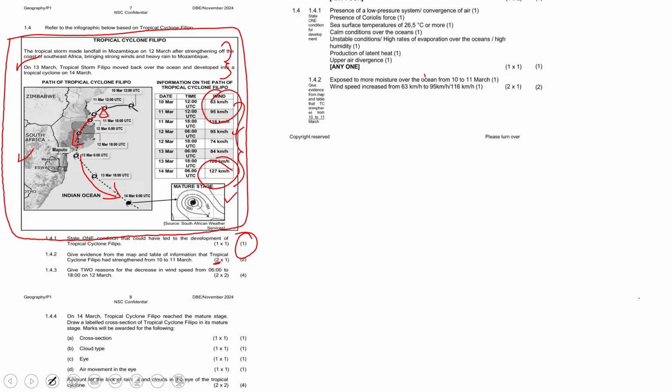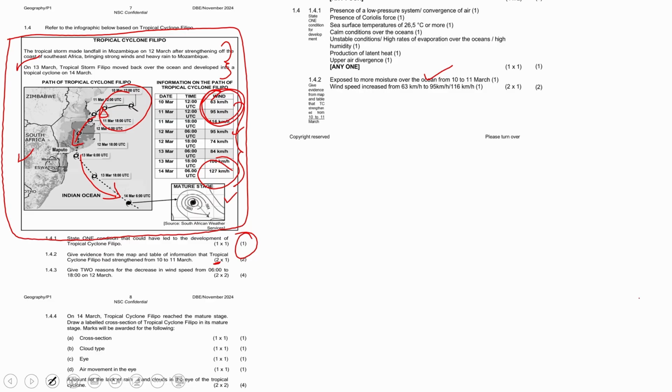Here we have exposed to moisture over the ocean from the 10th to the 11th of March. It was over the ocean. It was exposed to moisture. And also on the table now, wind speed increased. Look at that. I'm circling it again. So you've got two sources, and the examiner is telling you exactly where to get the information from. One from the map, and the other one from the table.